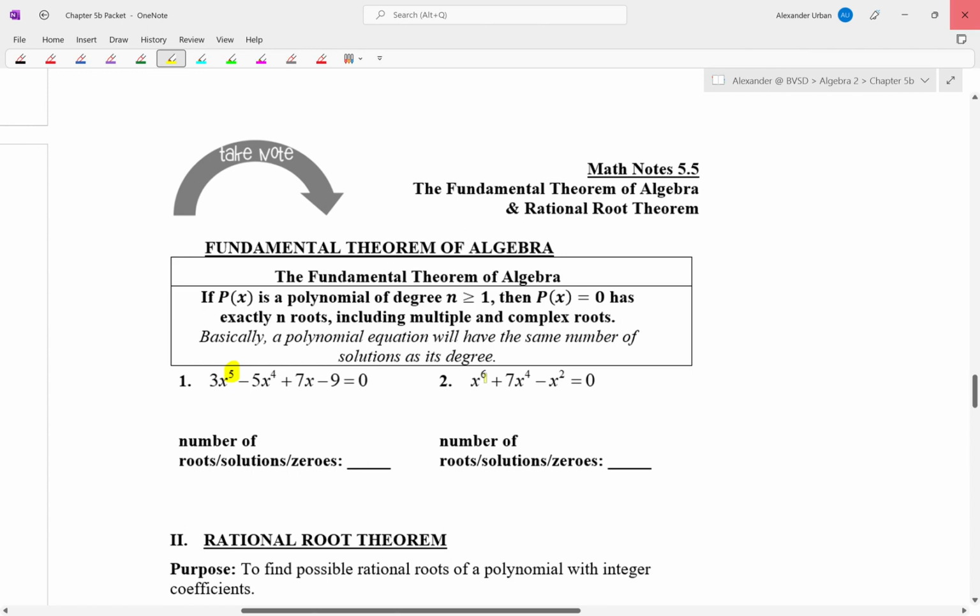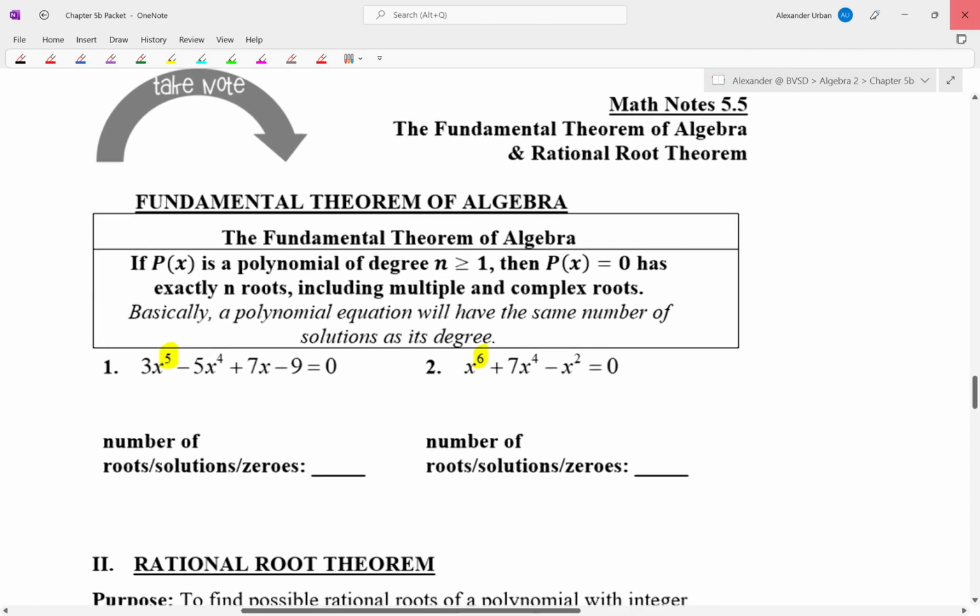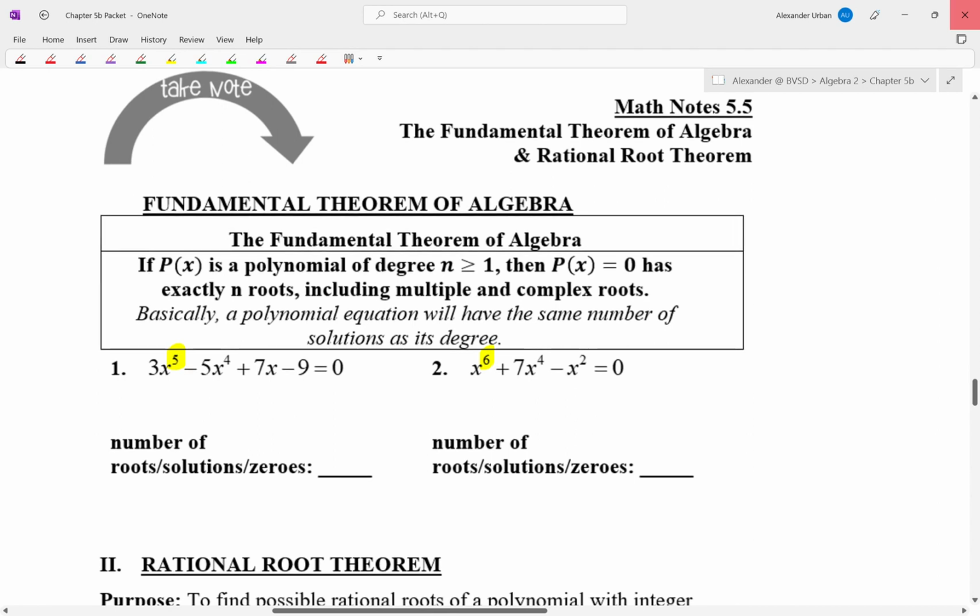So I'm going to highlight the two problems that we have right here, number 1 and number 2. You can see number 1 is 3x to the 5th minus 5x to the 4th plus 7x minus 9, but the highest degree is 5. So that is the total possible number of solutions. We can have up to 5 solutions. For number 2, we can have up to 6 solutions because the highest power is the 6th power.